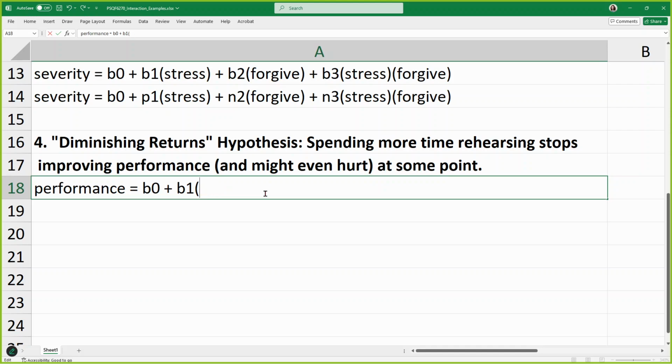Let's go rehearse. How much time do you spend rehearsing? If I can spell that correctly, almost. There we go. No, this is rehearsing time. Oh, it's rehearsing time. That's what I meant. That's rehearsing time. What's my other variable? Performance. No. Performance is my outcome. That's your outcome.